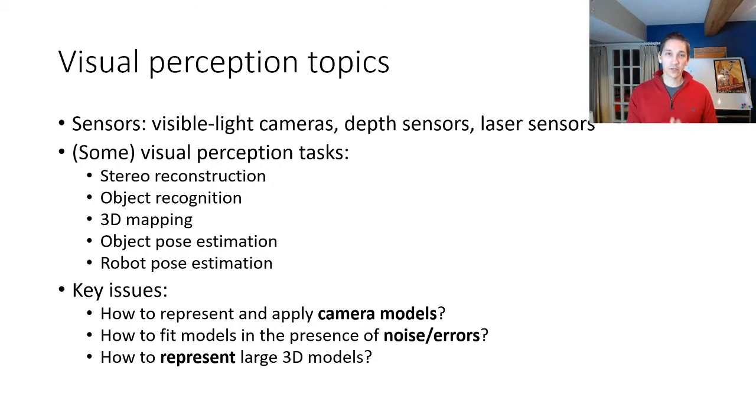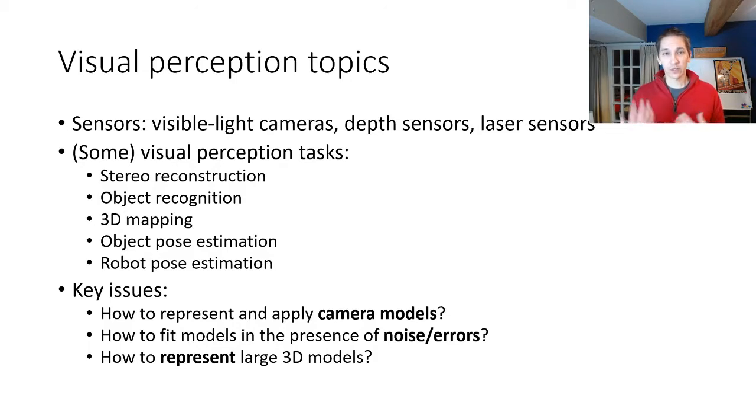So these types of sensors, which are extremely rich and also very low cost, include visible light cameras, depth sensors, and laser sensors. We'll want to do things like perform stereo reconstruction of a 3D world. We might want to recognize objects, perform 3D mapping, also recognize objects that we've seen before and where they exist in our scene. And we may also want to understand how our robot is interacting with those objects.